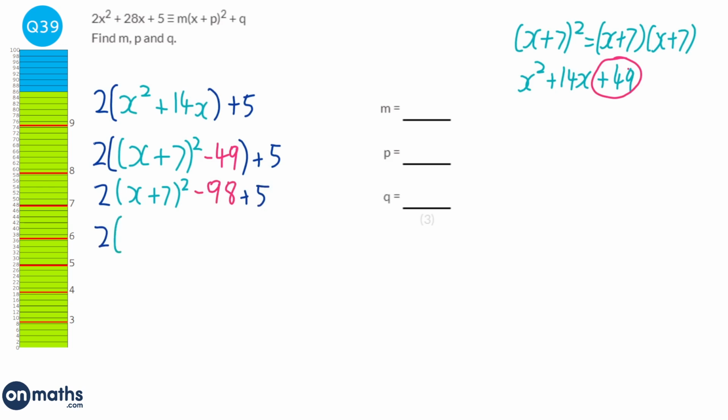And then all we need to do now is add the minus 98 and the plus 5 together, which should be minus 93. The m part will be the 2, the p part will be the 7, and the q part will be the minus 93.